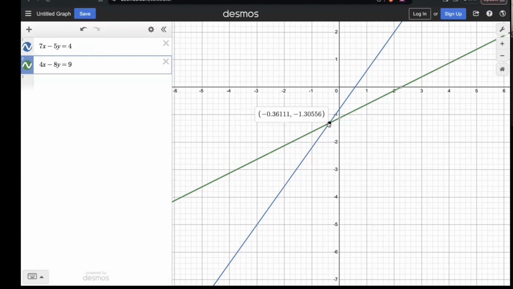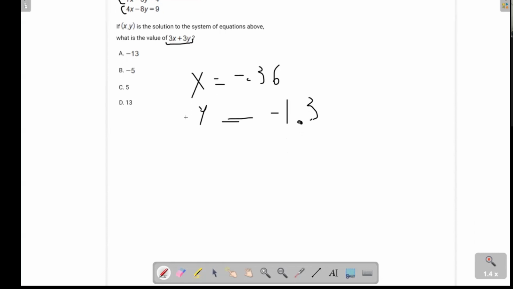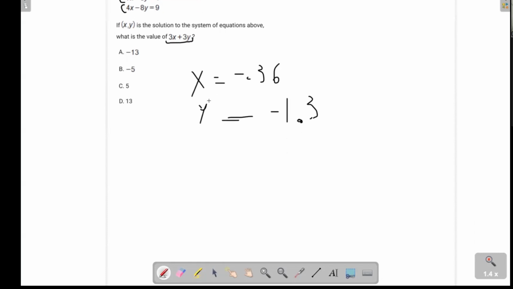Let's note that down really quick. If you have scratch paper, I'll write it right here. So our x value equals negative 0.36, and our y value is going to equal negative 1.3. Sorry, it's written poorly. Now that we have our x and y values, what it asks us to do is multiply x by 3. So if you multiply negative 0.36 by 3, let's do that on our calculator.